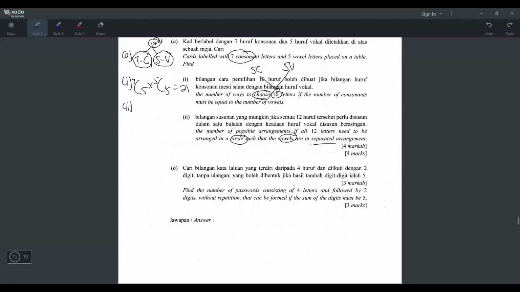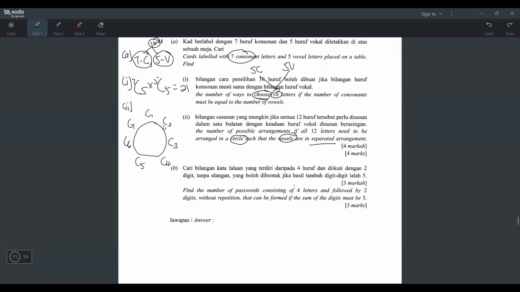So what I will do now, since they say arrange in a circle, is draw a circle. There should be 12 slots, right? But let's ignore how many slots first, because they said the vowels must be separate. It means we fix the consonant positions first. So we have 7 consonants. I will write C1, C2, but make sure there's a gap between them, C3, and make sure there's a gap, C4, C5, C6, C7.